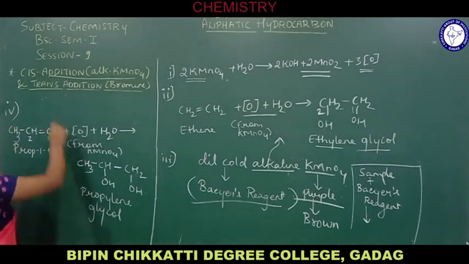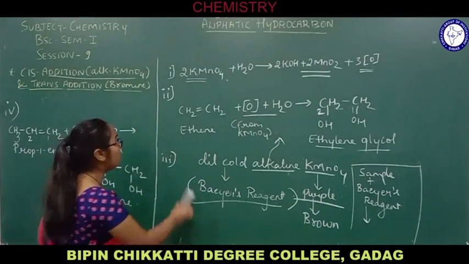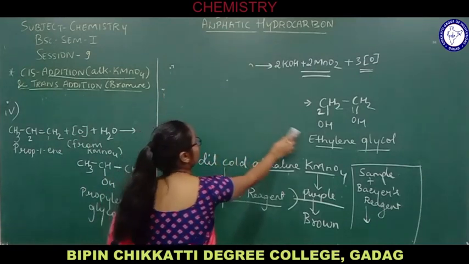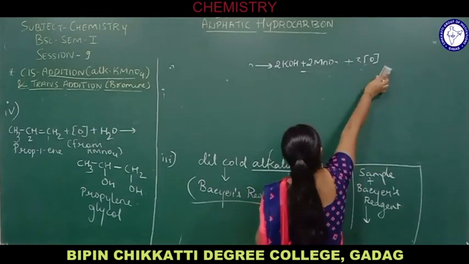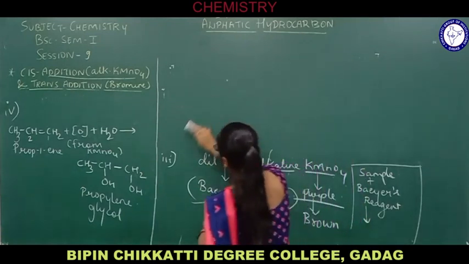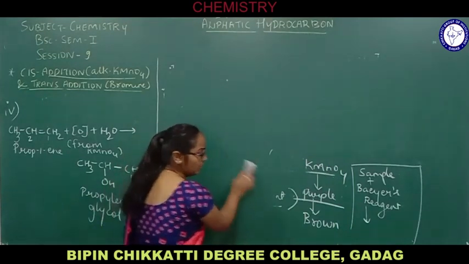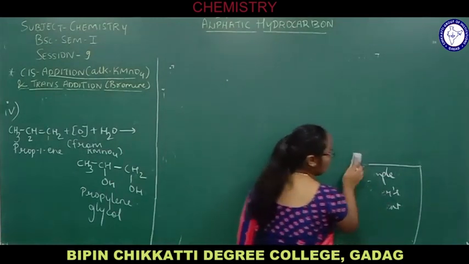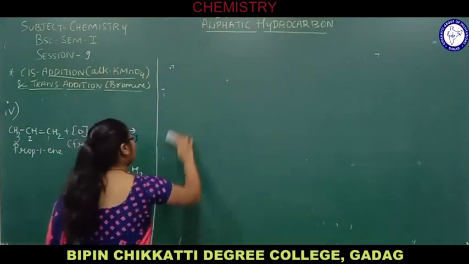Now let's emphasize the second topic, which is trans addition of bromine. We will understand trans addition of bromine. In cis addition, what was happening? The two groups were getting attached to the olefin at the carbon-carbon double bond from the same side. Whereas in trans addition, which is also called anti-addition, it occurs from the opposite sides of the carbon-carbon double bond. Let's understand that by taking one example over here.